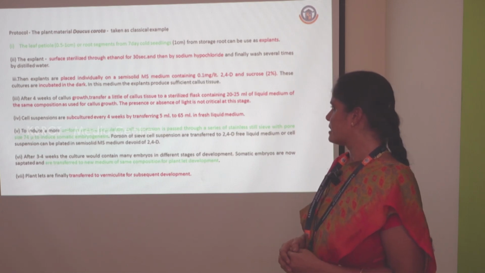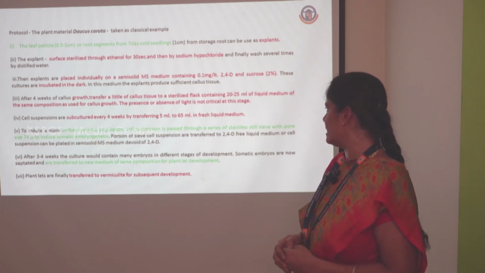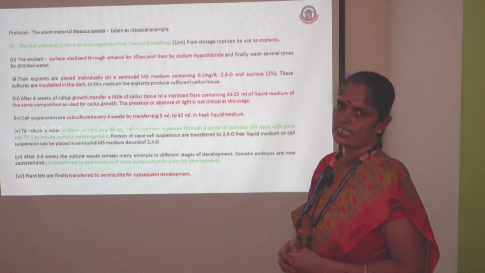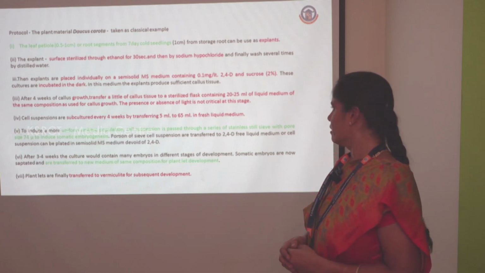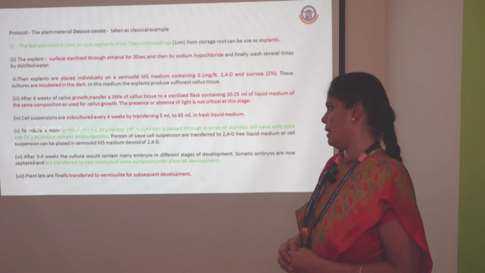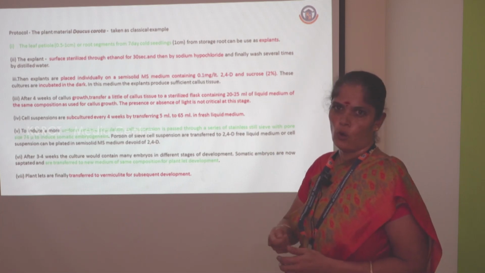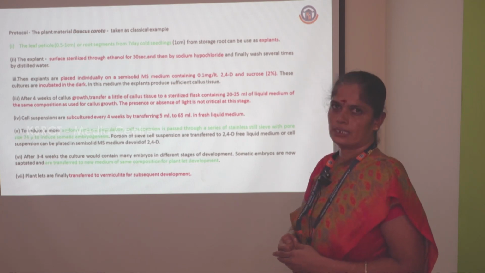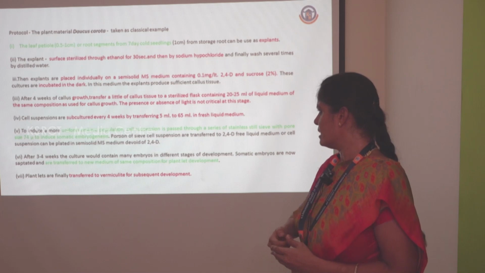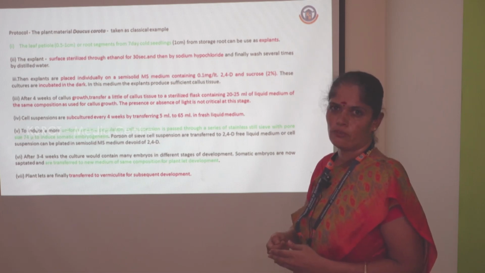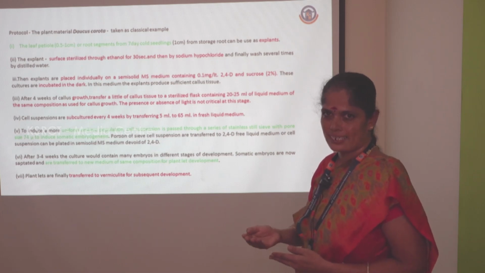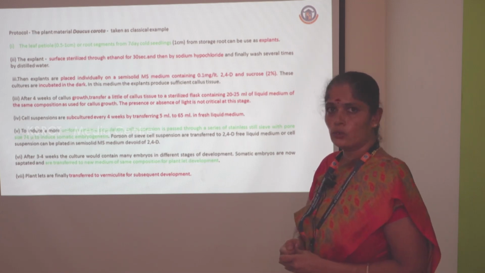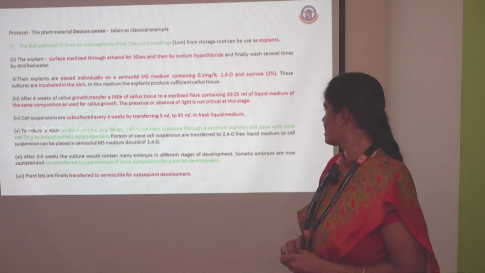Next, cell suspensions are subcultured every 4 weeks by transferring 5 ml to 65 ml of fresh liquid MS medium. Then, to induce a more uniform embryo population, we need a sieve. The size of the sieve is 74 micron. This sieving process is used for selecting the proper size of the callus, and a portion of the sieved cell suspensions is transferred to 2,4-D, that is the auxin.